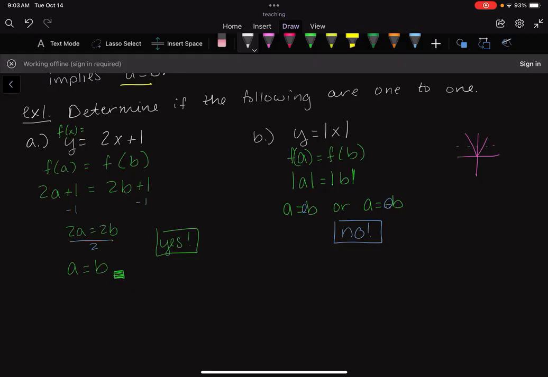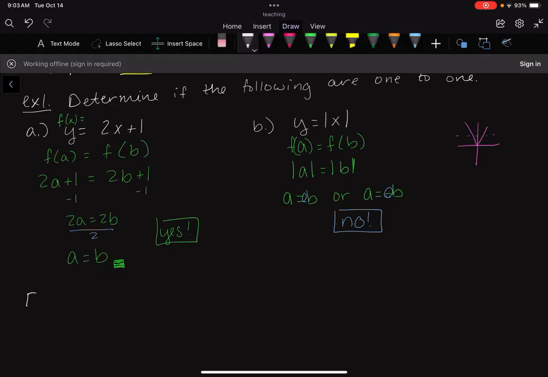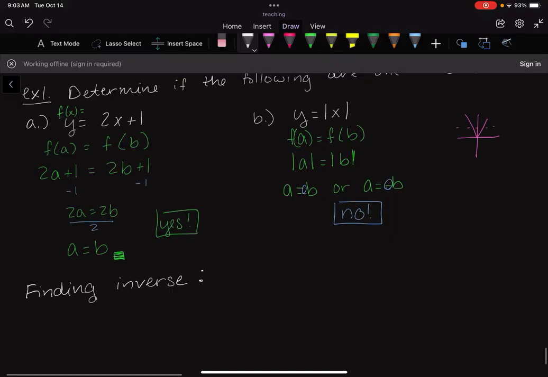Next, we'll talk about actually finding the inverse. So your first step is usually going to be to check if it's one-to-one to see if you can even find the inverse. And then we'll talk about how to actually find the inverse. So let's do that now. So I have some steps for you. It's kind of called like a switch and solve method.